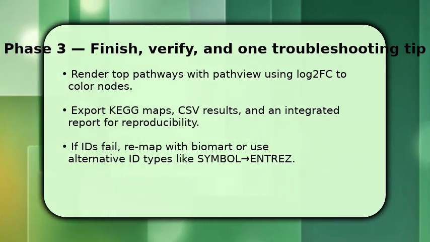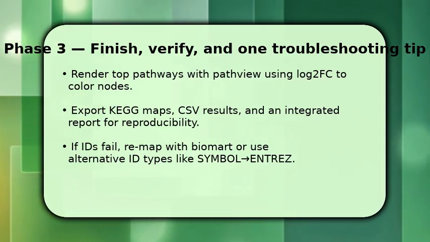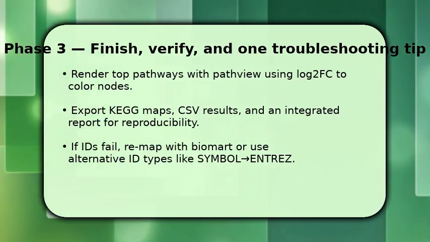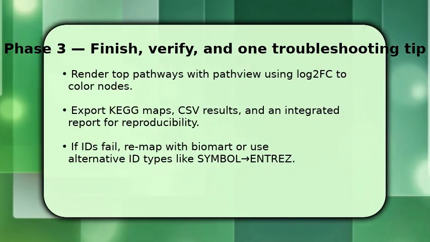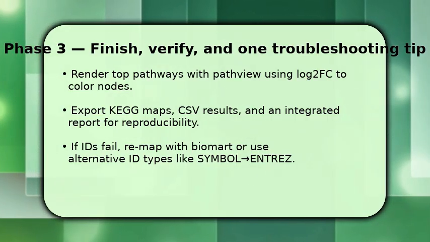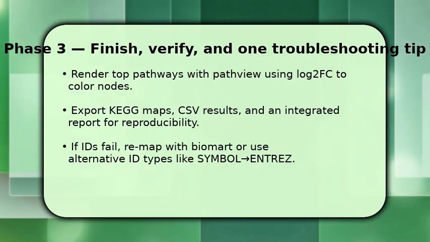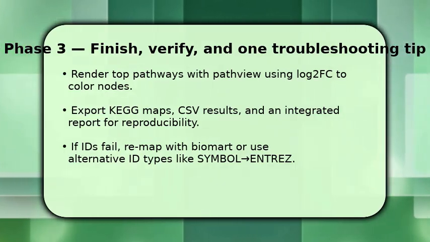If a pathway map looks empty or many genes are missing, recheck ID mapping. Use bitr or org.*.eg.db to convert symbol or Ensembl ID to Entrez. This ID mapping fix resolves most failures quickly, so try it first.